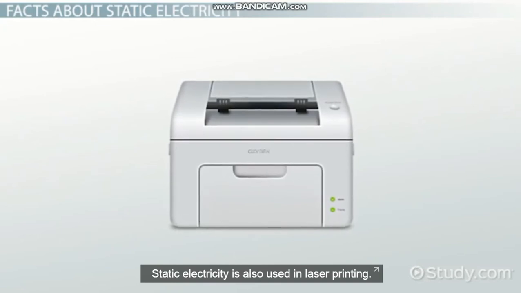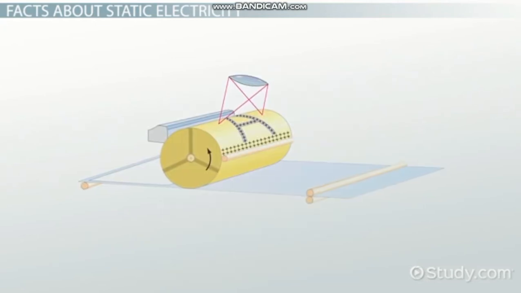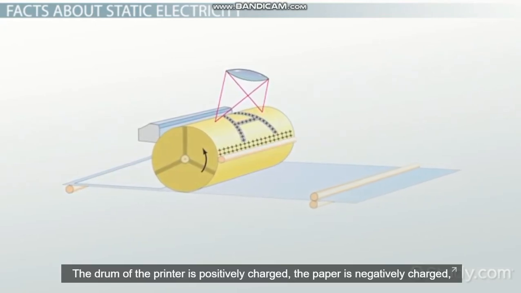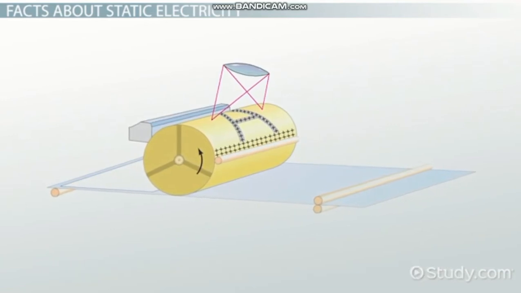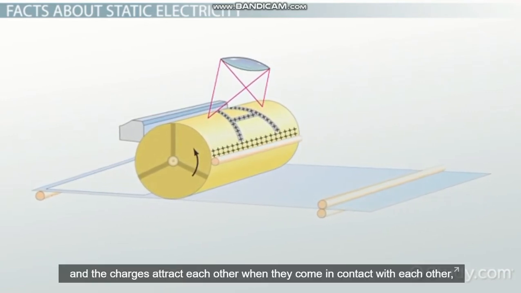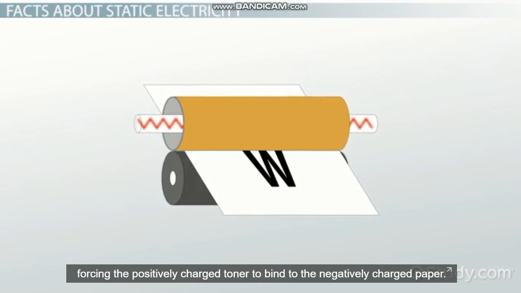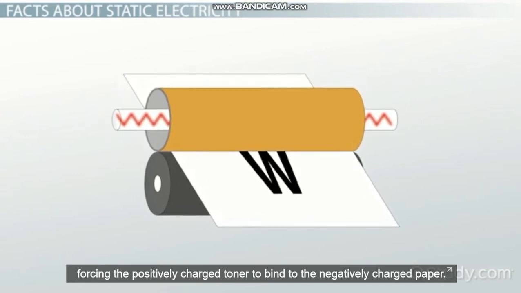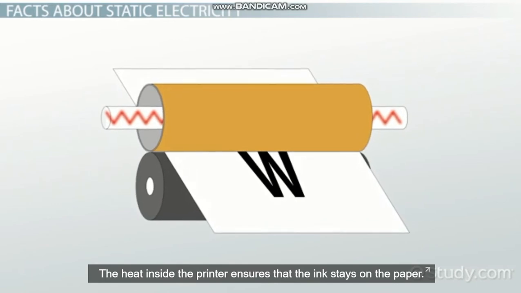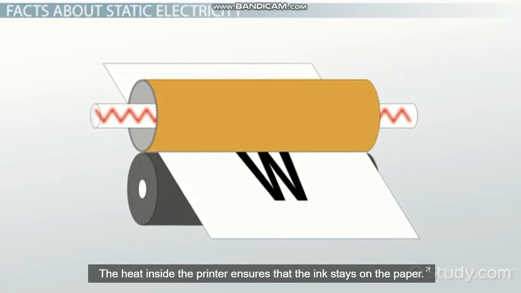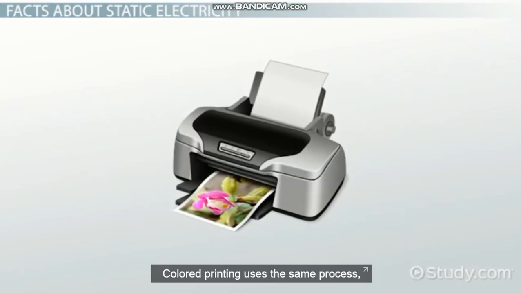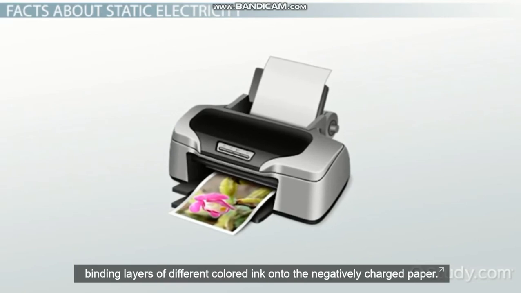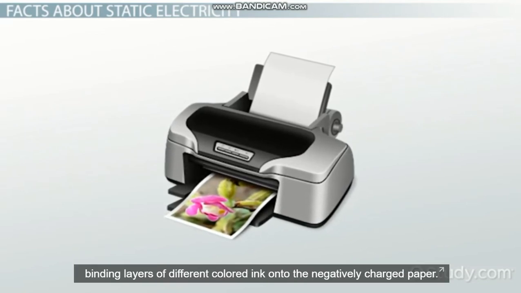Static electricity is also used in laser printing. The drum of the printer is positively charged, the paper is negatively charged, and the charges attract each other when they come in contact with each other, forcing the positively charged toner to bind to the negatively charged paper. The heat inside the printer ensures that the ink stays on the paper. Colored printing uses the same process, binding layers of different colored ink onto the negatively charged paper.